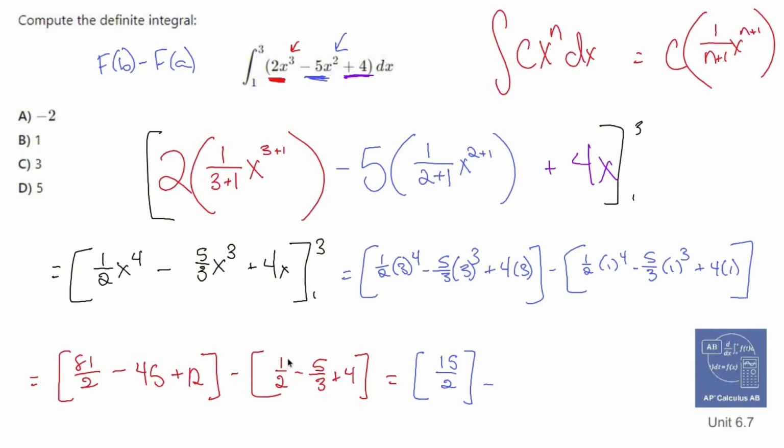1/2 minus 5/3 plus 4 is 13 over 6, no, 17 over 6. Combining these is going to get you 14 over 3.